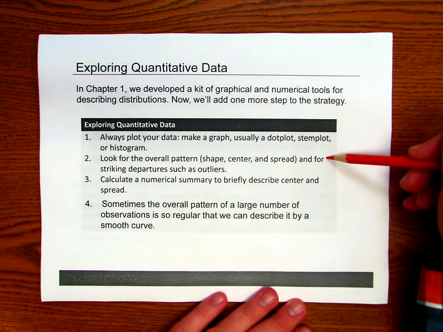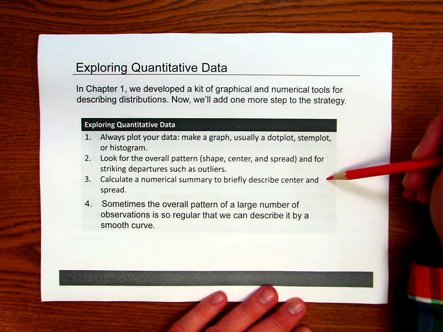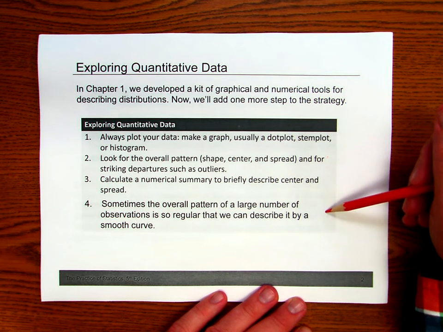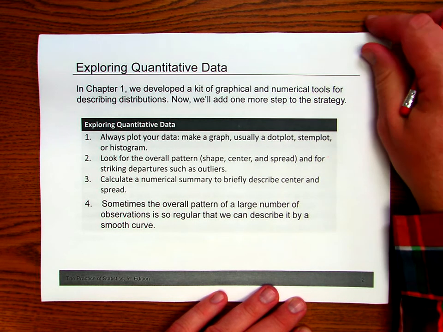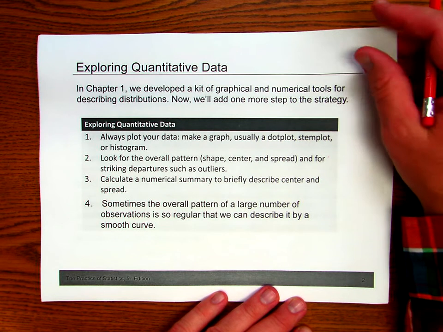Look for overall pattern, shape, center, spread, and for striking departures such as outliers. So that's saying to make sure you address your SOX or your GSOX, depending on which acronym you use. Calculate a numerical summary to briefly describe the center and the spread. And then the new thing is, sometimes the overall pattern of a large number of observations is so regular that we can describe it by a smooth curve.